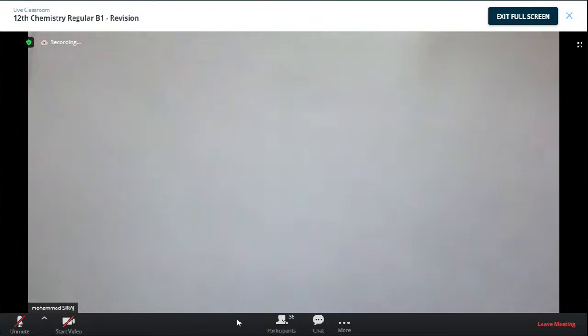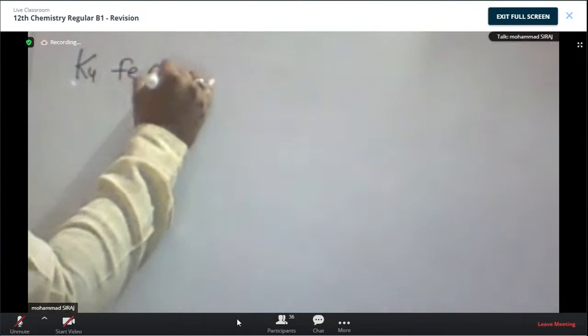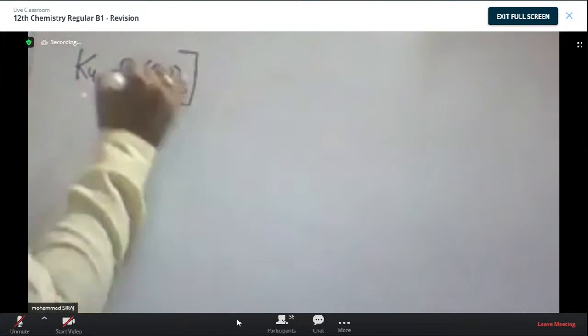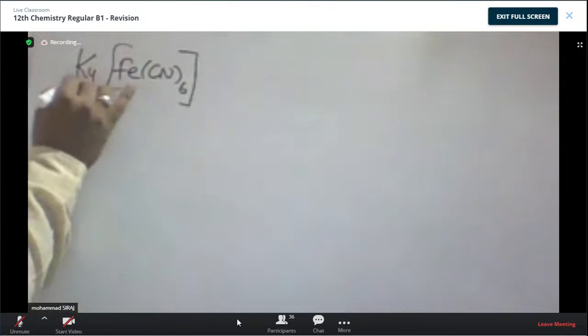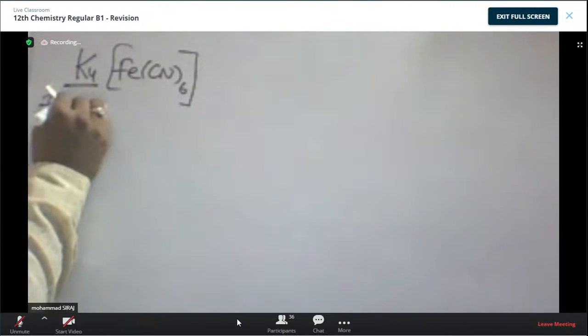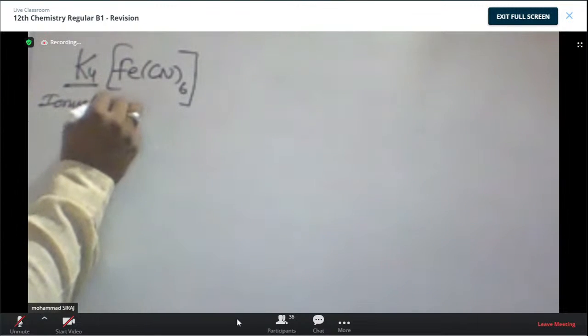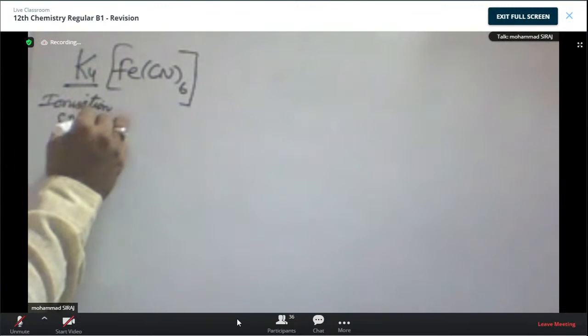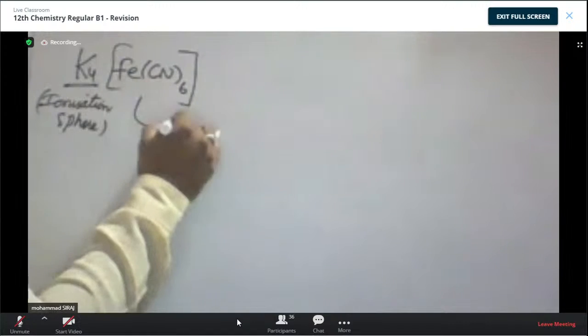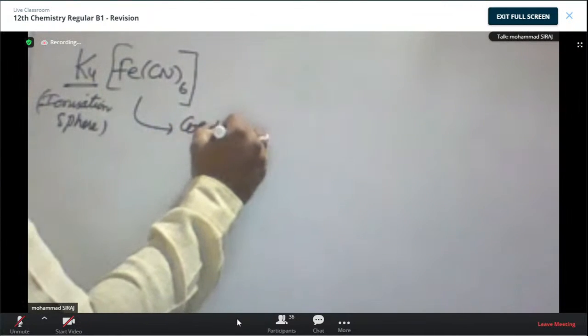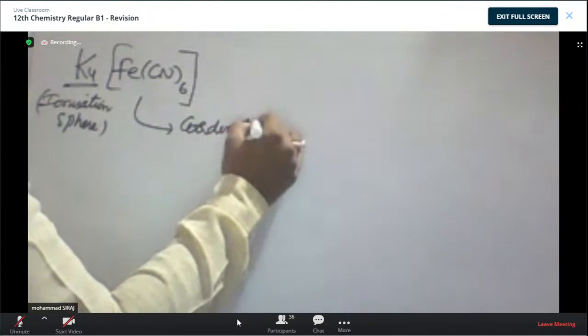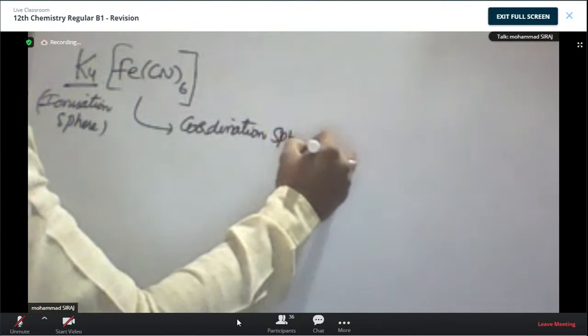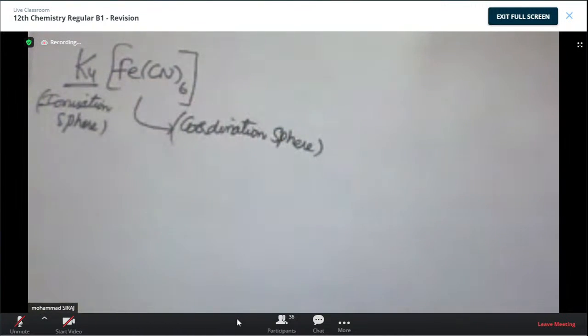What is the concept here? Suppose I am taking one molecule. Don't write, first listen. If I am taking K4[Fe(CN)6], the outside part is called the ionization sphere, and the inside part is called the coordination sphere.